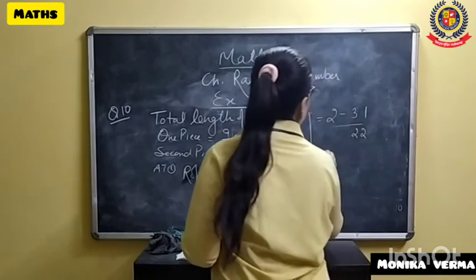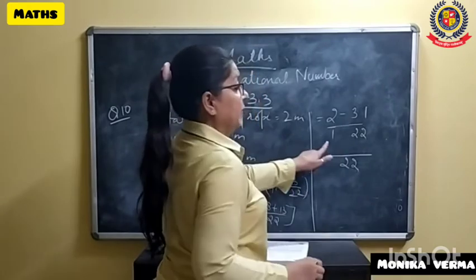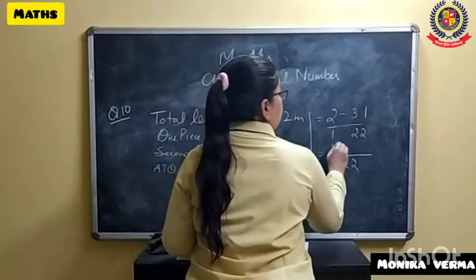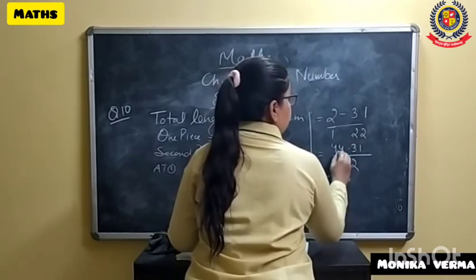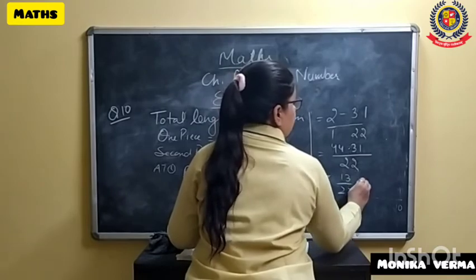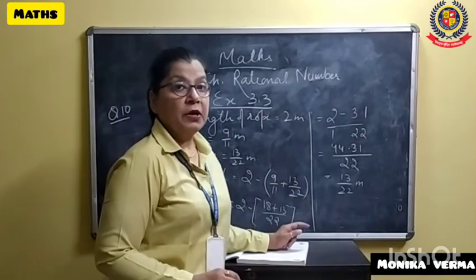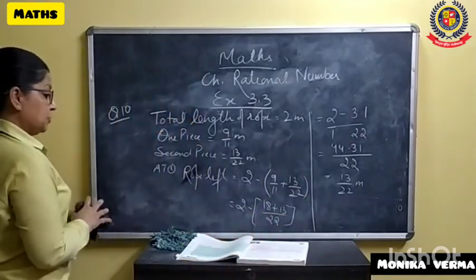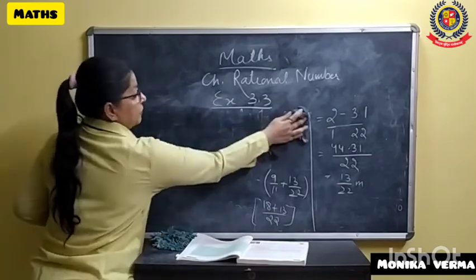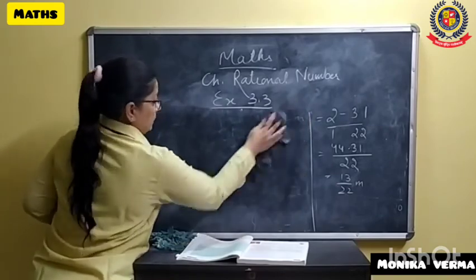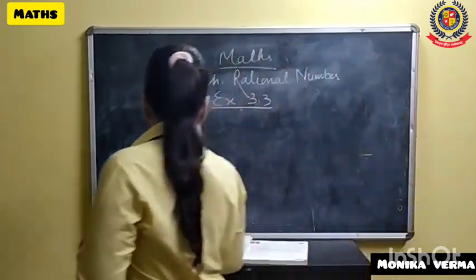Again we will take LCM 22 because 2 means 2 upon 1. LCM of 1 and 22 is 22. 22 into 2, 44 minus 31. So we got 4 minus 1, 3. 4 minus 3, 1. 13 upon 22 meter. So rope left is, you will write the answer statement. Rope left is 13 upon 22 meter. Last question now. By what number should we divide 13 by 15? By which number should we divide 13 by 15 to get 2 by 25?